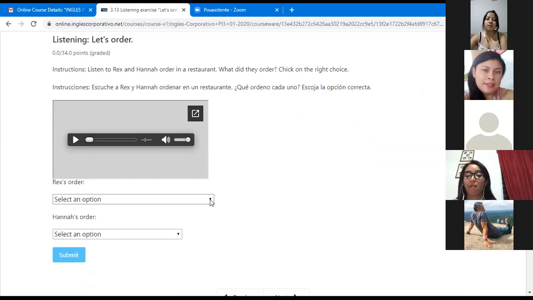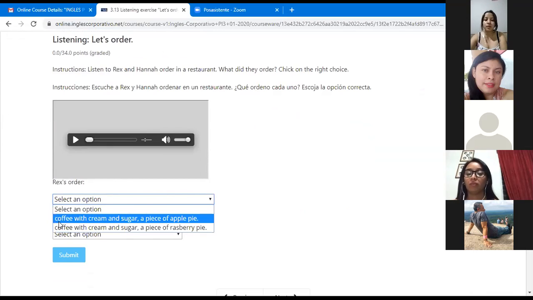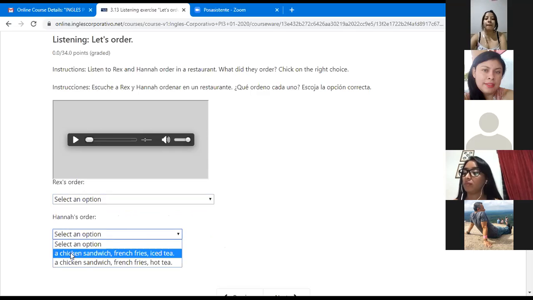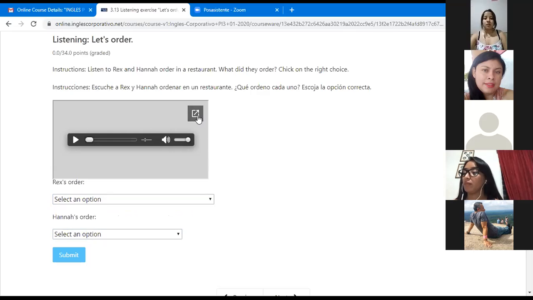Then here you have, look at the options first. What options do you have? Coffee with cream and sugar, a piece of apple pie. Coffee with cream and sugar, a piece of raspberry pie. And we have chicken sandwich, French fries, iced tea, chicken sandwich, French fries, hot tea. Okay, those are the options. Now listen.